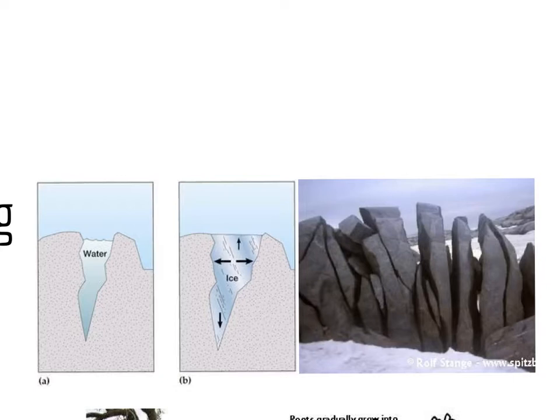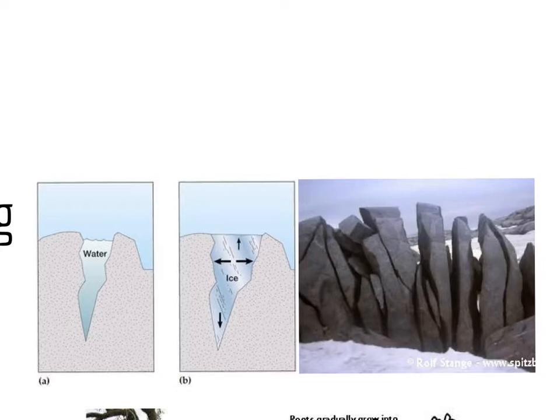When we talk about weathering, it's actually broken up into two main categories, mechanical weathering and then chemical weathering. Mechanical weathering can then be broken up further into different types of mechanical weathering. The first type of mechanical weathering is frost action, which you can see in this picture here.